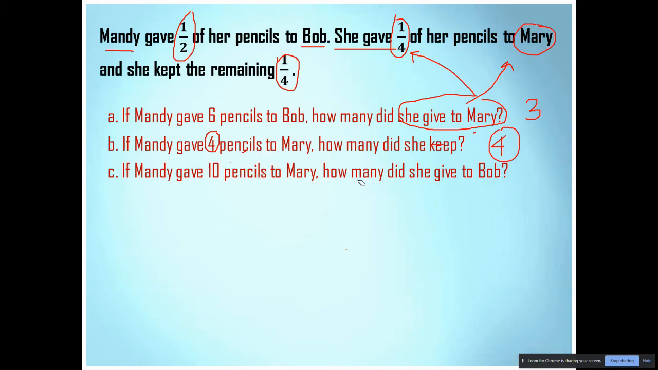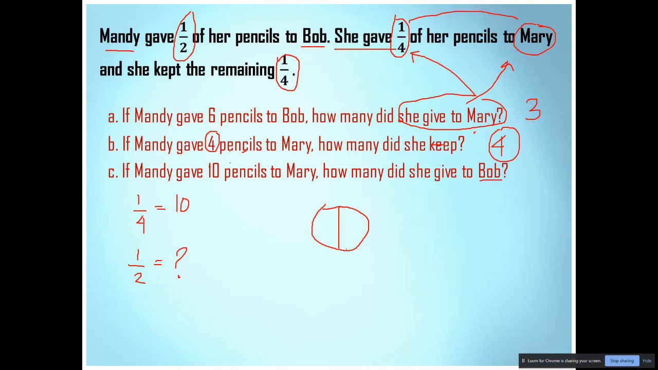If Mandy gave 10 pencils to Mary, how much did she give to Bob? Okay, so just in case Mandy gave 10 pencils to Mary, which is 1/4. Okay, 1/4 was given to Mary, that is 10 pencils. How many did she give to Bob? Bob is 1/2. Okay, remember 2 1/4 is equal to 1/2.